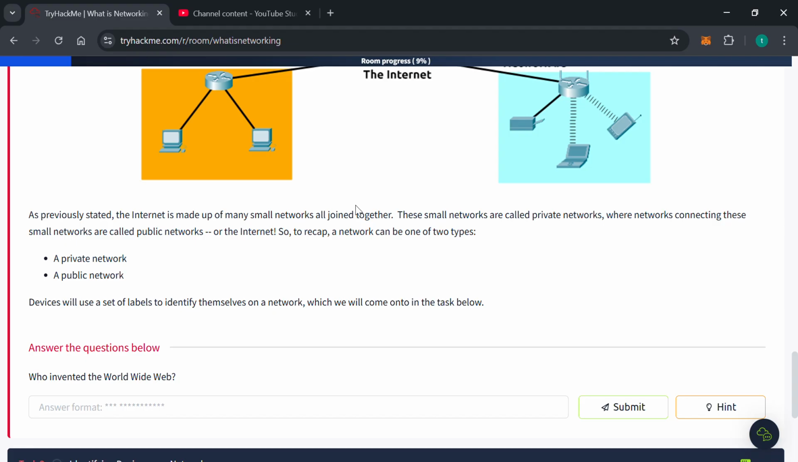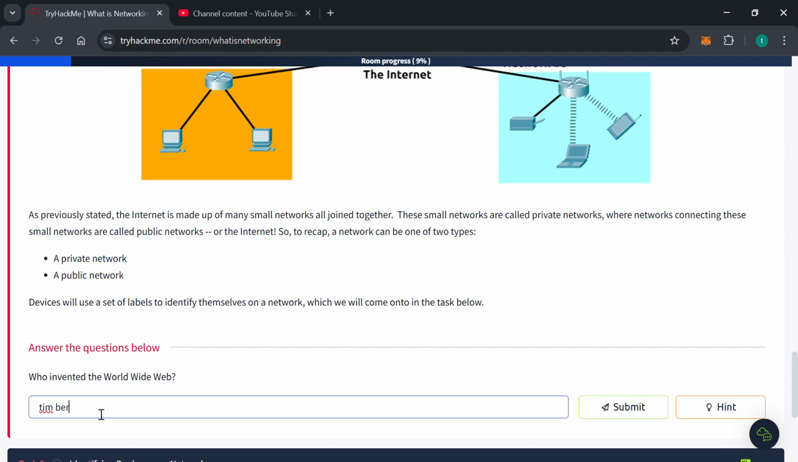So to recap, a network can be of 2 types: a private network, which are the small networks, and the public networks, which are the larger networks, right? So devices will use a set of labels to identify themselves on the network, which we'll come on to in the task below. Who invented the World Wide Web?